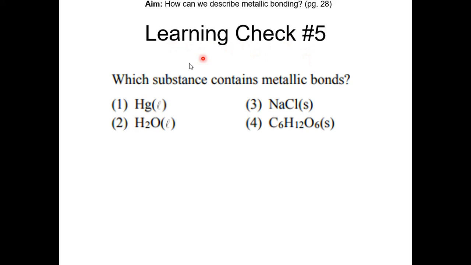Learning check number 5. Which substance contains metallic bonds? Pause the video and resume once you complete it. So metallic bonds are only between metals and metals. So which one is only metals? That would be choice 1, mercury.